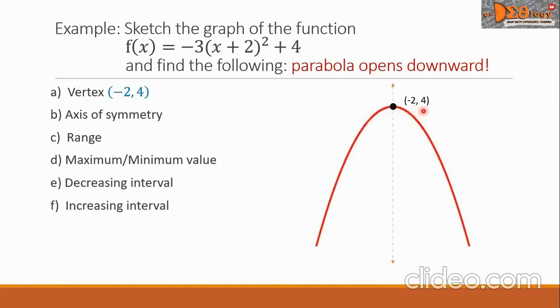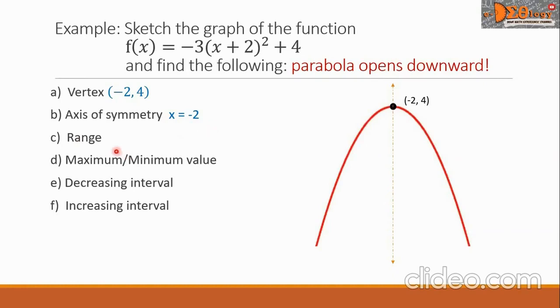Now letter B, for the axis of symmetry, it is the vertical line that passes through the vertex. And our formula is x equals h. And this h is the x coordinate of the vertex itself. So we will just substitute the value. So here the h becomes -2. Therefore, the axis of symmetry is x equals -2.